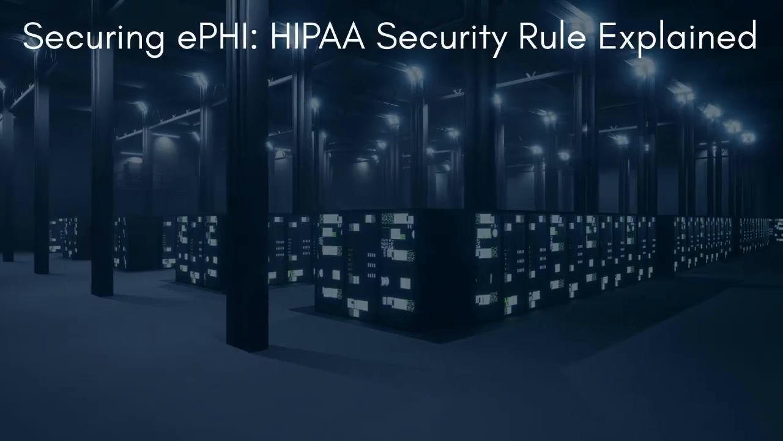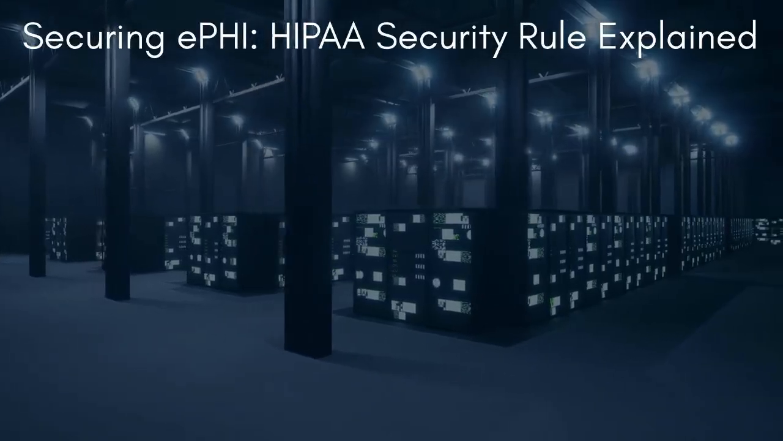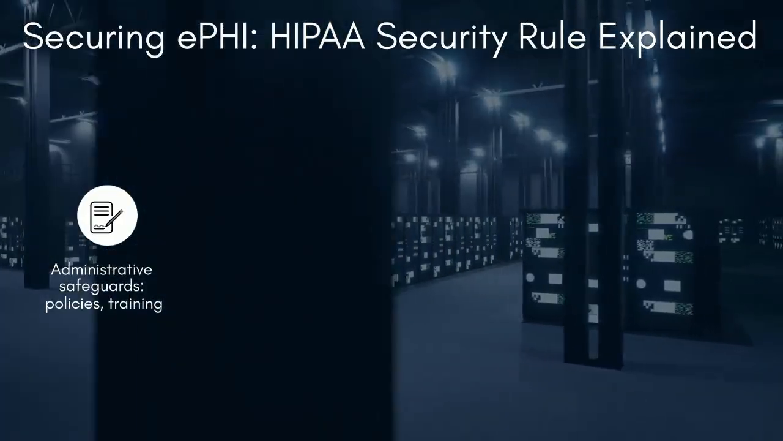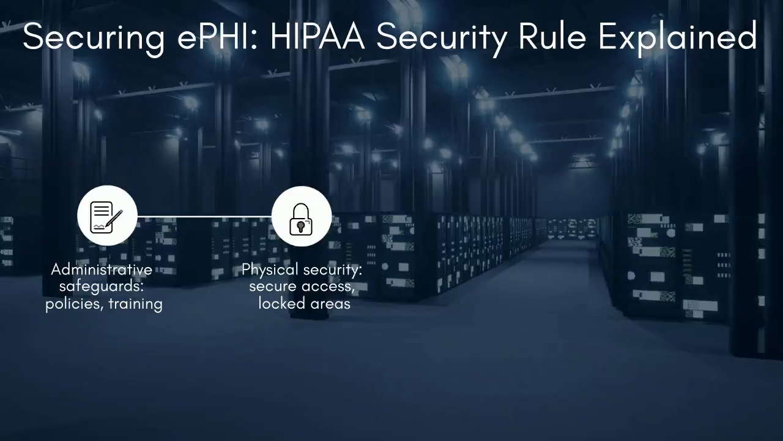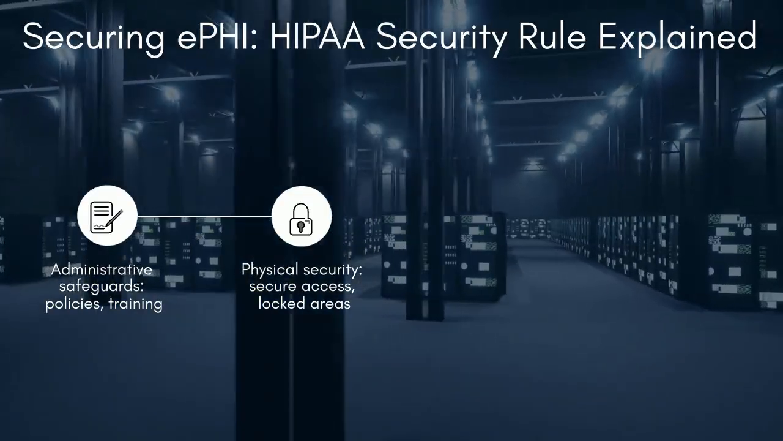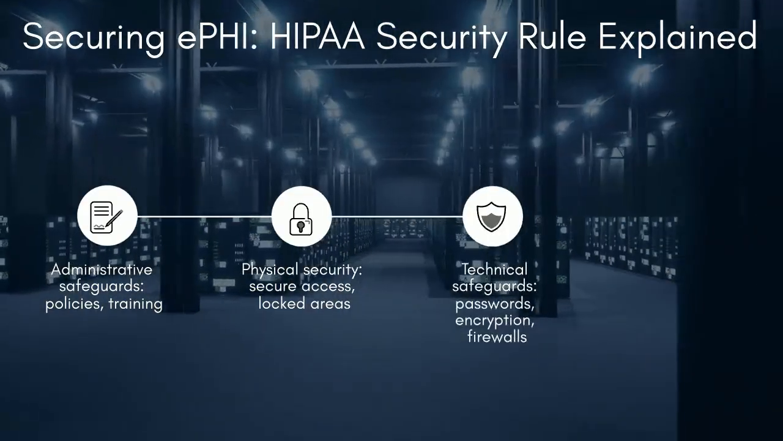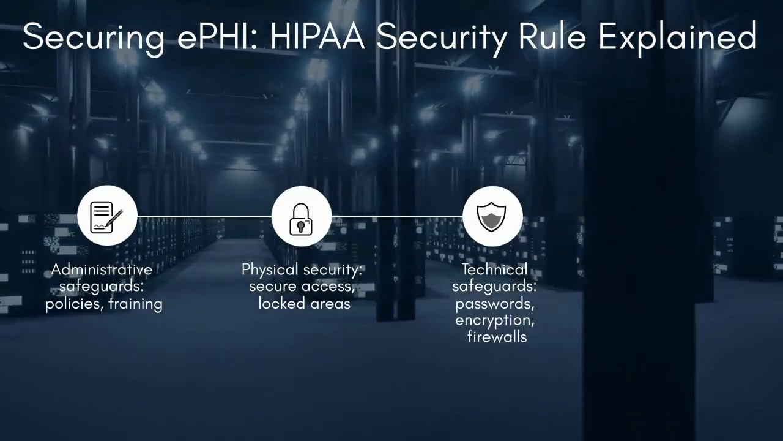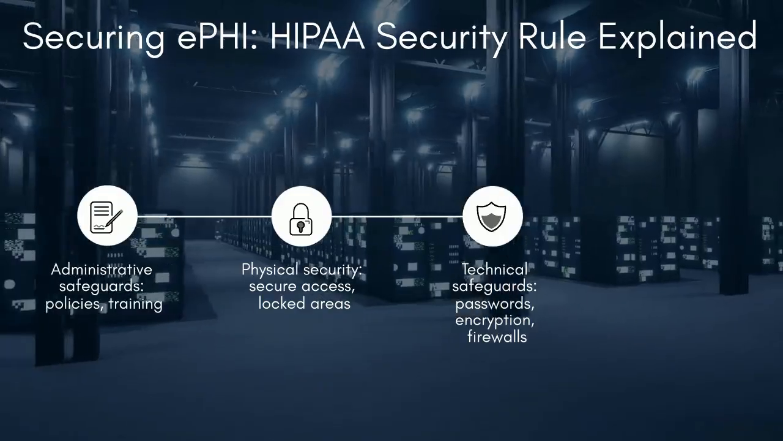Securing electronic protected health information involves utilizing administrative measures, like policies and training, physical measures such as secure access and locked areas, and technical measures, including passwords, encryption, and firewalls. These are essential components of the HIPAA Security Rule.